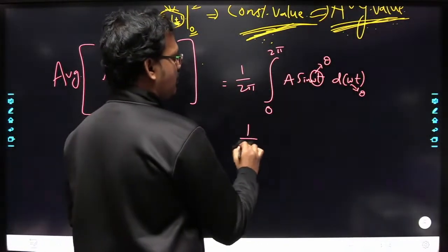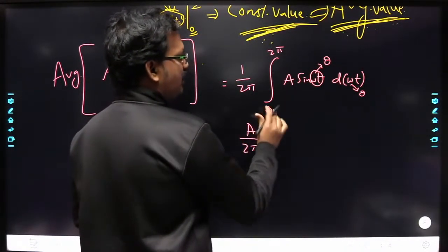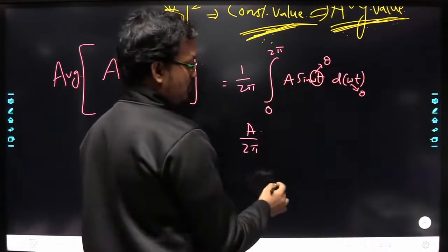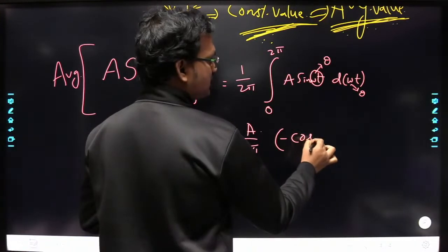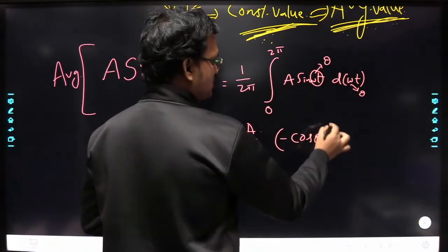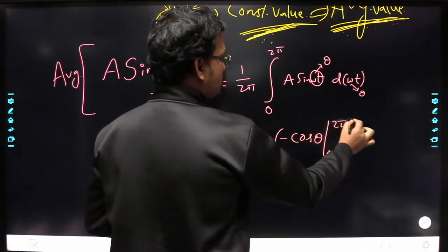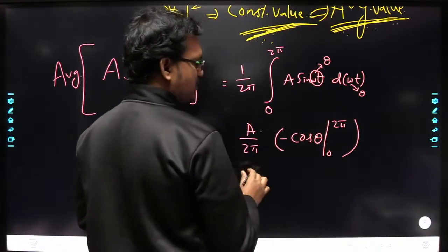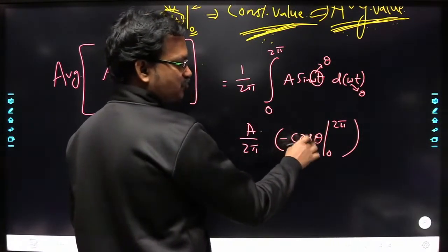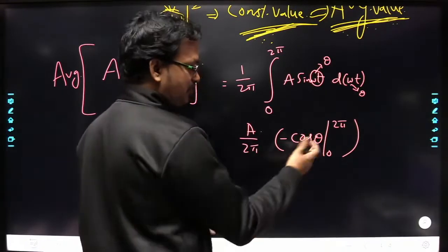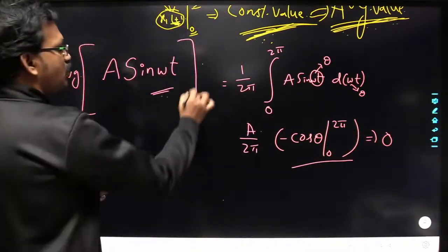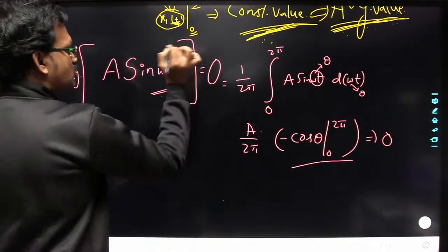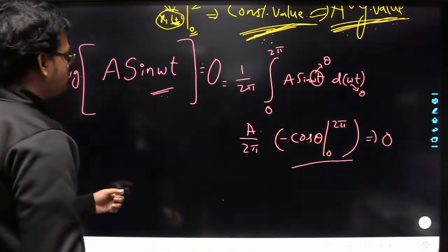You are going to get 1 by 2 pi A, and the integration of sine theta is nothing but minus cos theta, right? Its range is from 0 to 2 pi. Take the minus common, then you will get cos 2 pi, that is 1, minus cos 0, that is also 1. 1 minus 1 becomes 0. So the average value of this pure sinusoidal signal is equal to 0.